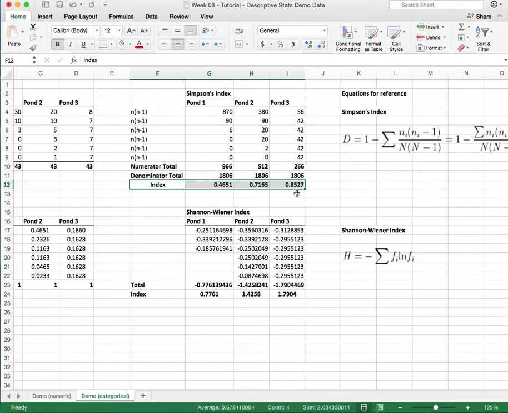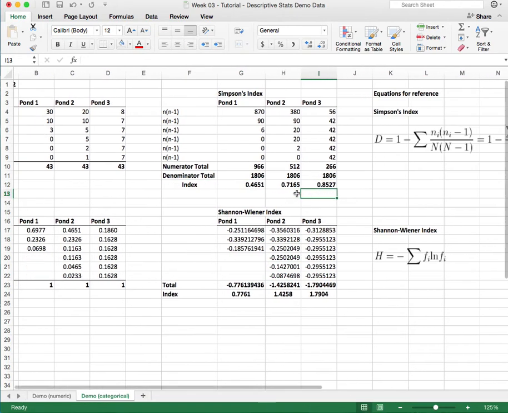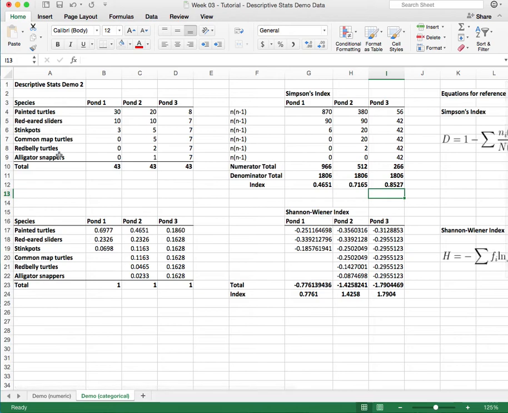Now, this doesn't have to be species. I keep referring back to species because in this example we were using species, and also these indices are used most frequently when you're talking about species, but it could be any categories here. Okay, so that was the Simpson's index.